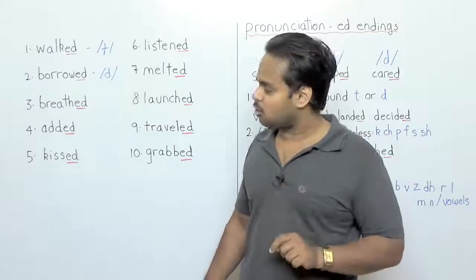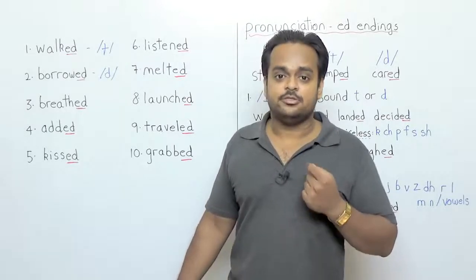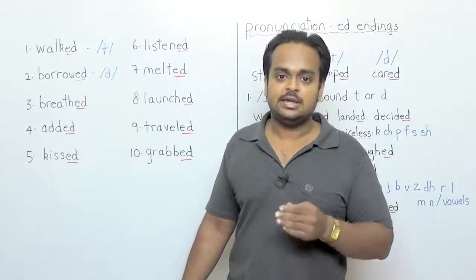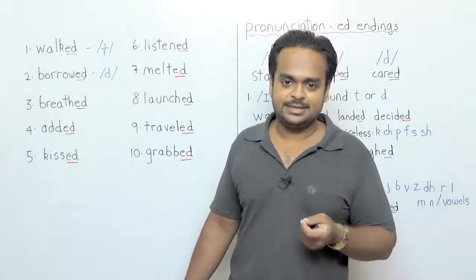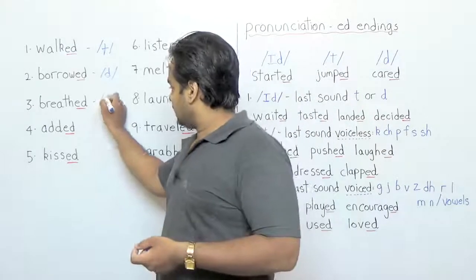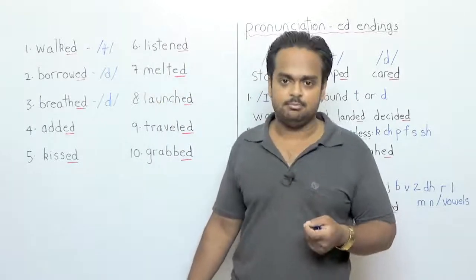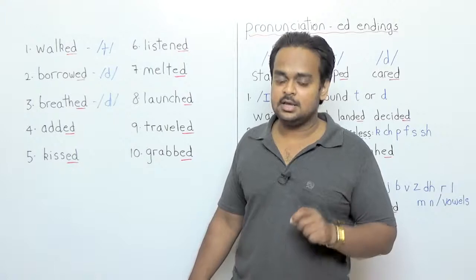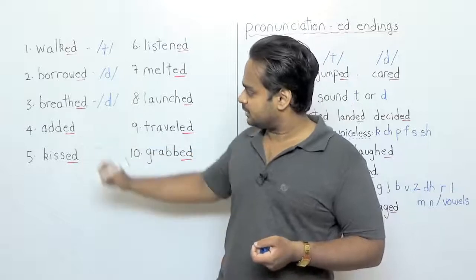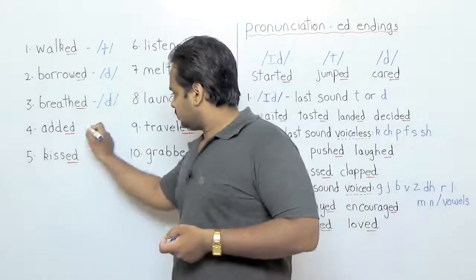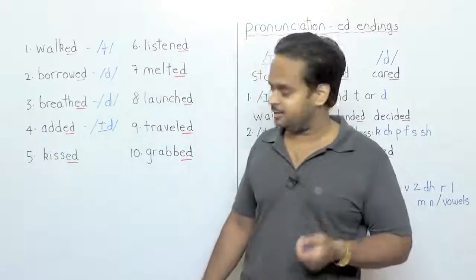A lot of people get this wrong. What's the last sound here? Well, the last sound is th, because the word is breathe, breathe. So the last sound is th, and th is voiced, so it's pronounced d. So breathed, breathed. Did you get this one right? If you didn't, you might have to practice this a few times before you get it. All right, next, the last sound is d, so the ed ending is pronounced id, added, added.